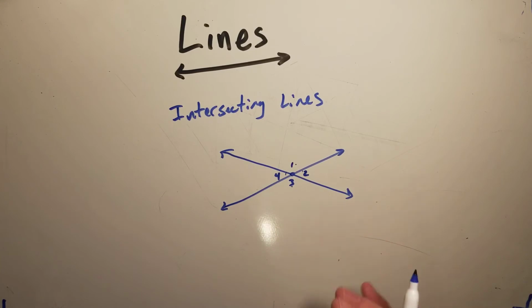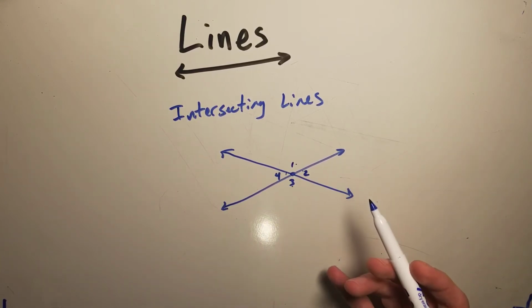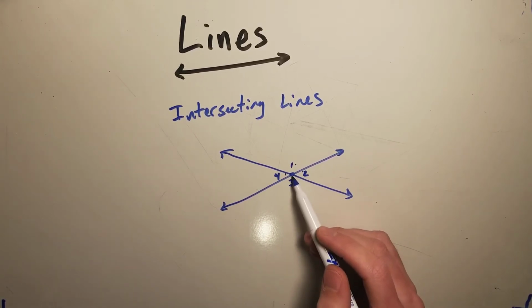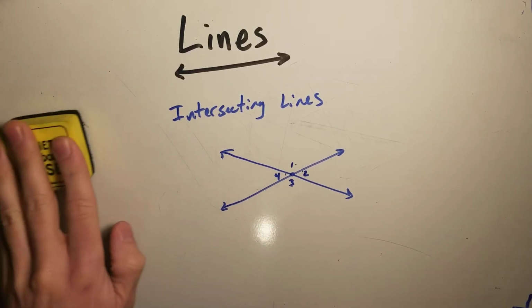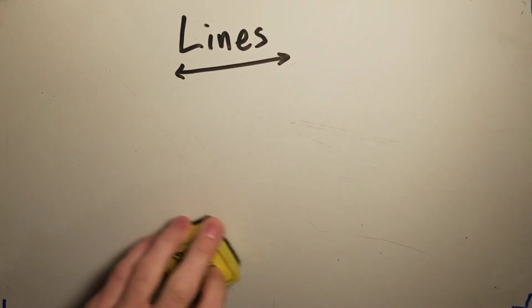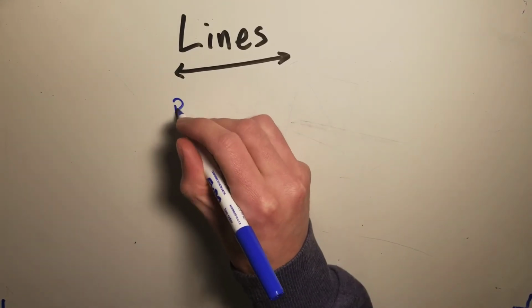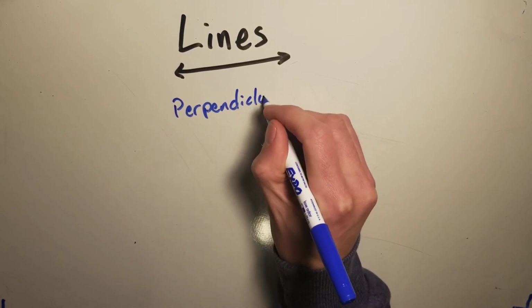So in the event that lines are not parallel and they intersect with each other, we call that intersecting lines. And they have one point in common. That point will be the vertex of 4 different angles. And it's good to know those special relationships. Our last possibility is a special case of intersecting lines. And we call these lines perpendicular.